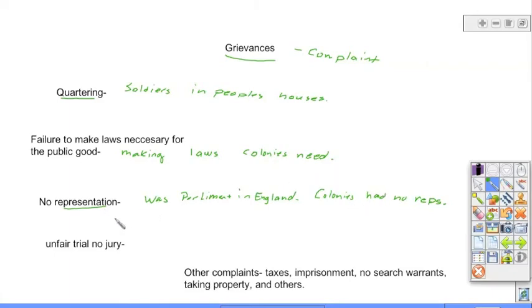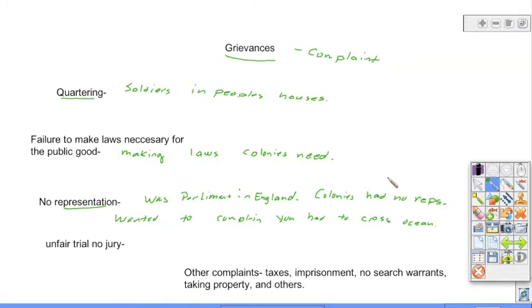Also, if you wanted to complain to Parliament, you had to cross the ocean. And in the 1700s, this would take you a while. This could take like 3 months to travel across the Atlantic Ocean. So anytime you want to make a statement to your government, it would take 3 months to get to England. It would take 3 months to get back.